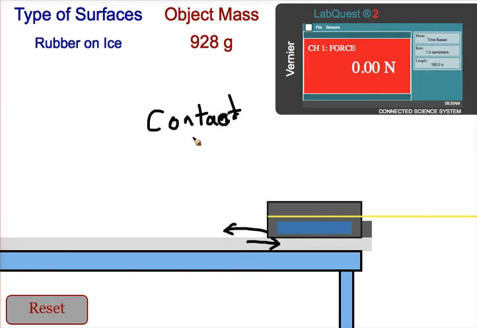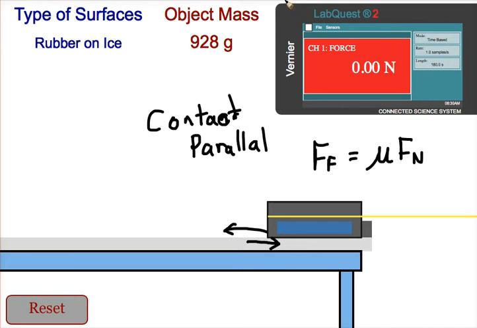Just like force normal, it's a contact force between surfaces. It is different from force normal because it is going to be parallel to the surfaces, where force normal was perpendicular. Remember, force of friction depends upon how much force is pushing the two surfaces together, which we call our force normal, and also upon the type of surfaces.